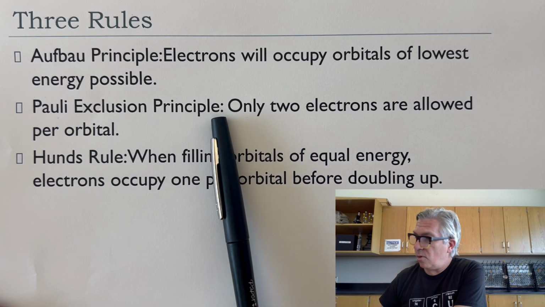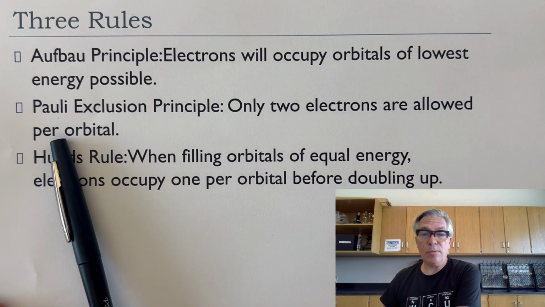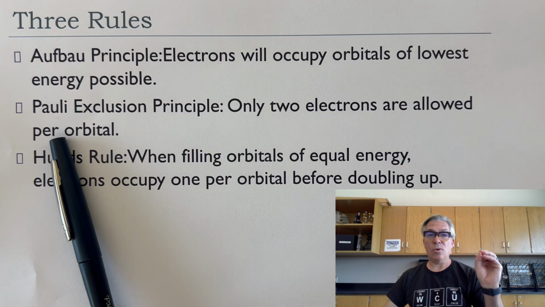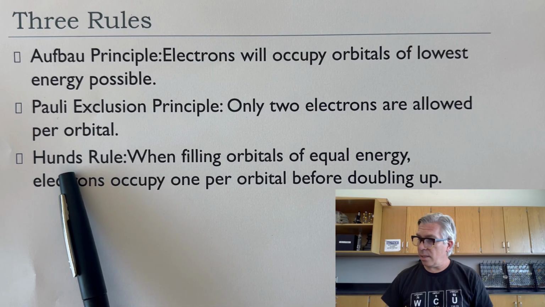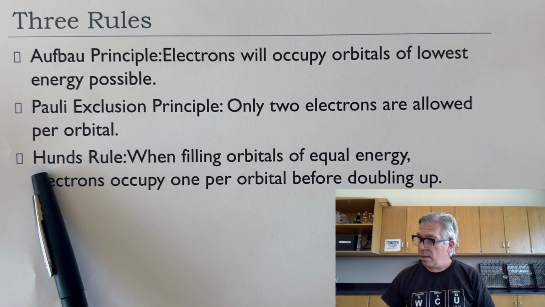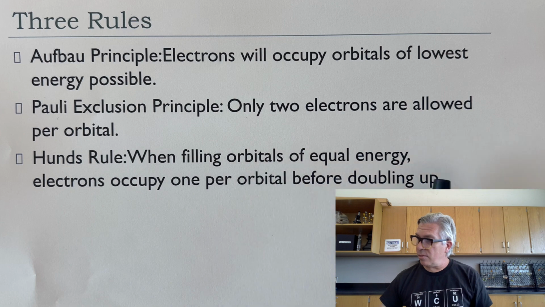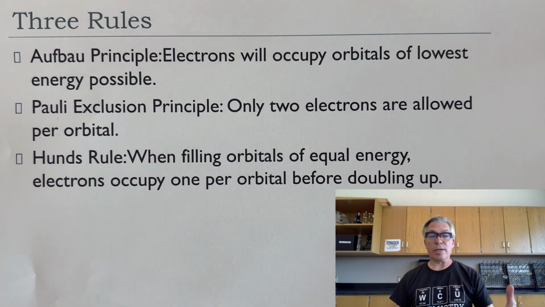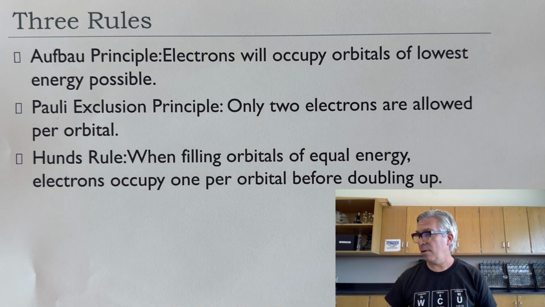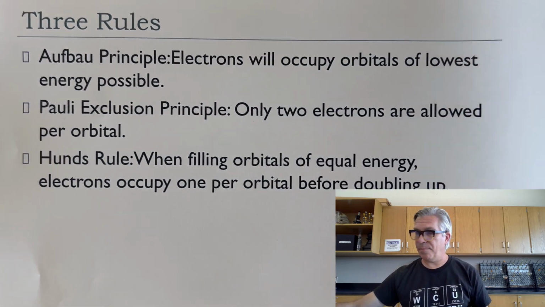Pauli exclusion principle. Only 2 electrons are allowed per orbital. You can have 0 in an orbital, 1 or 2, but not more than 2. And then Hund's rule, I like to call this the riding the train rule. Hund's rule is when filling orbitals of equal energy, electrons occupy 1 per orbital before doubling up. Like people going on a train. Usually people take their own seat first before sitting next to some random stranger. And after there's one person in each seat, then we usually start doubling up. So that's how I like to think about that.